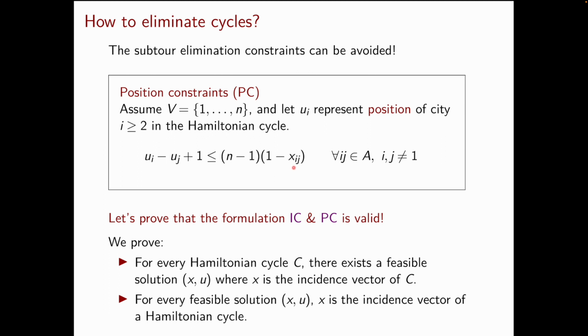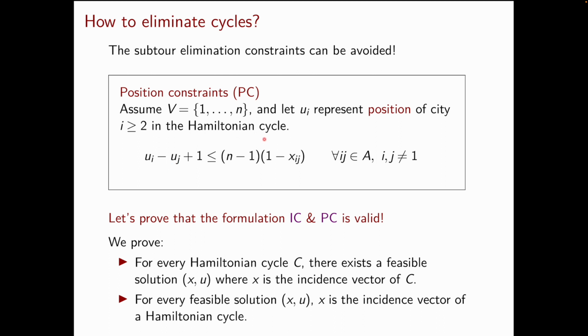So what happens when xij is equal to 1? Well, in that case, we obtain that uj is greater than or equal to ui plus 1. So this tells you that along the arc ij, the u variable has to increase by at least 1. So if ui is, for example, 3, then uj must be at least 4. Okay, so now we understood a little bit better what these inequalities say, but still, what is the idea behind these position constraints? Well, the idea is the following.